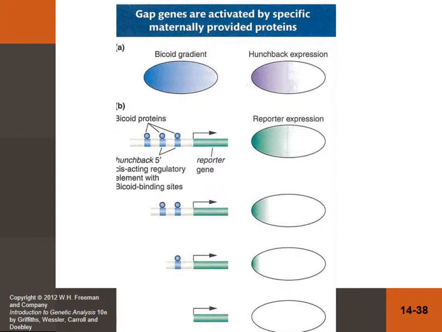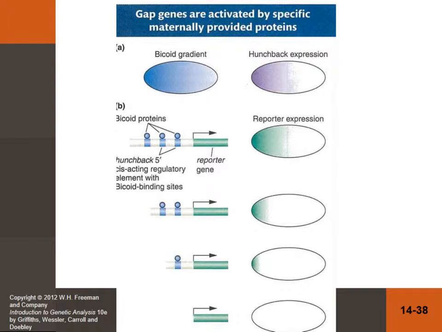So let's look at the image in A on the left-hand side. And this illustrates the concentration gradient of the bicoid protein in blue. There's very little bicoid protein present beyond the middle of the embryo. But you can see that the concentration is high to the left of that embryo.